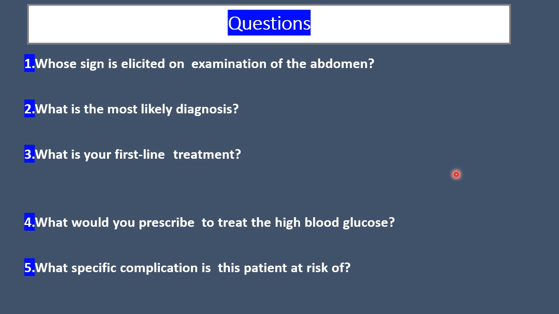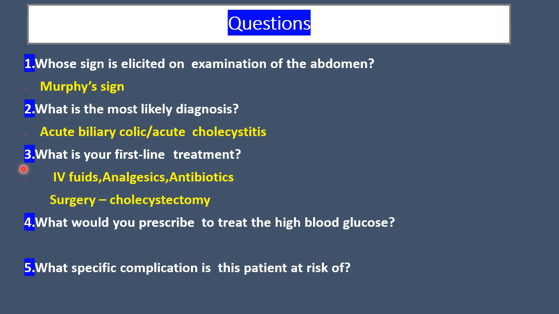These are some questions to be answered. Whose sign is elicited on examination of the abdomen? The answer is Murphy sign. What is the most likely diagnosis in this patient? Acute biliary colic or acute cholecystitis due to gallstones. What is your first line treatment for this patient? IV fluid, analgesics, antibiotics, followed by surgery, which is cholecystectomy.